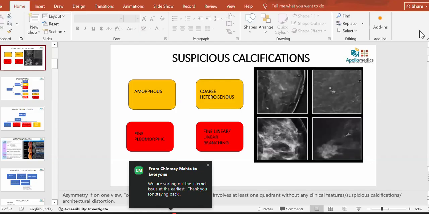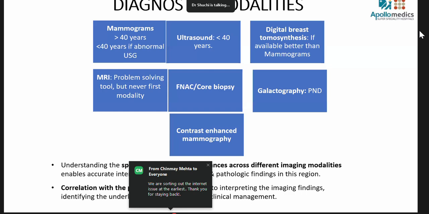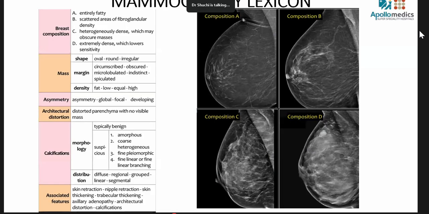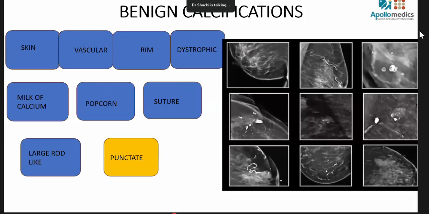Okay, so we were discussing calcifications. Benign calcifications could be skin, vascular, rim, dystrophic, milk of calcium, popcorn, suture, and large rod-like. So you can appreciate these are the skin calcifications. Then you have vascular calcifications, rim-like, and dystrophic when there is some history of prior surgery. Then milk of calcium. Milk of calcium will change in shape when you are doing ML or CC views. Then you have popcorn calcifications, large rod-like calcifications, and then you have punctate calcifications.